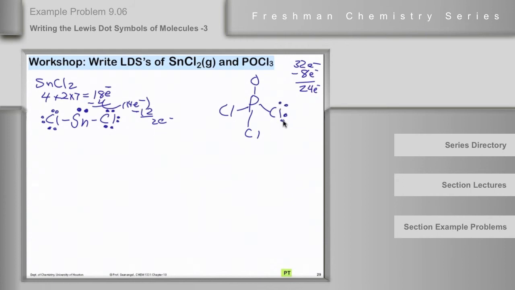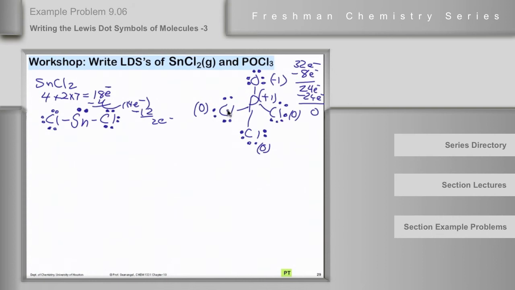So 2, 4, 6, 8, 10, 12, 14, 16, 18, 20, 22, 24. So 24 minus 24 is 0. We don't have any electrons left. And this is the all-octet structure. But if you look at the oxygen's formal charge, it's -1. And the phosphorus formal charge is +1. And the chlorines are all 0.